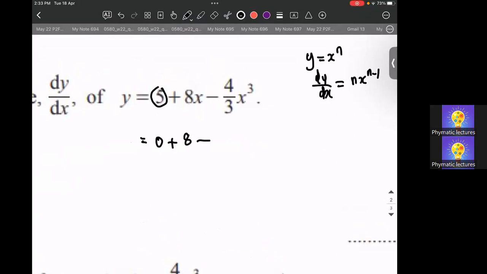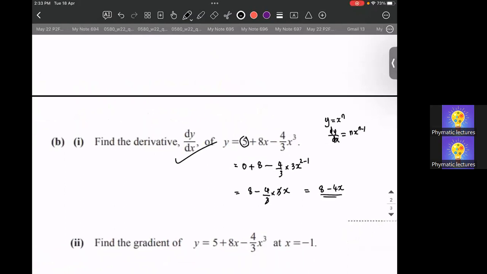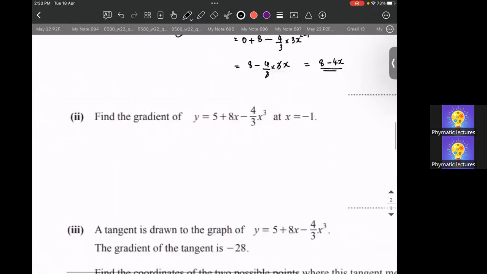So 8 minus 4 by 3 is a constant, and you bring down the power 3 and subtract 1 from it, so x to the power of 3 becomes 3x squared. So what happens? It becomes 8 minus 4 by 3 into 3x squared. So the 3 got cancelled. Ultimately, we got 8 minus 4x squared as dy by dx. Simple. That is over.